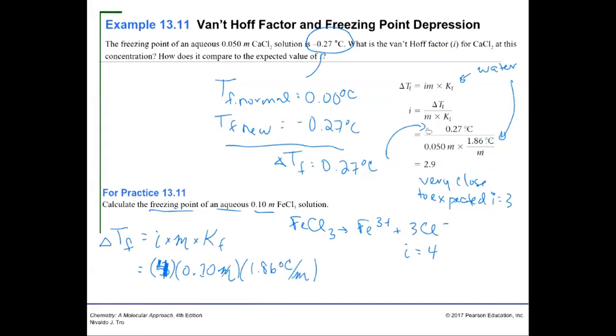So the molalities cancel. And our delta T is 0.74 degrees Celsius. But we need to know the actual freezing point. So our TF new, now that we've added the solute, is going to be our normal freezing point for water, which is 0 degrees Celsius. And the freezing point gets lower, so we'll subtract our delta T to get negative 0.74 degrees Celsius.